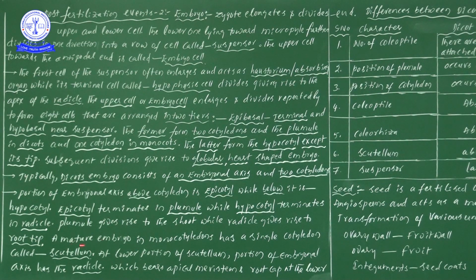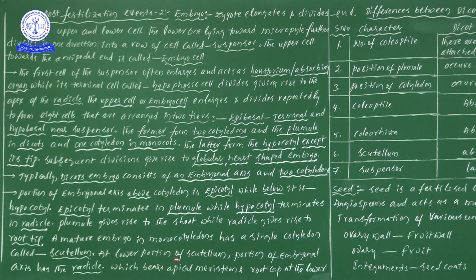Next one, a mature embryo in monocotyledons has a single cotyledon known as the scutellum. We have discussed this many times already. If you take a mature embryo of monocotyledons, it definitely has a single cotyledon, and that single cotyledon's name is scutellum.